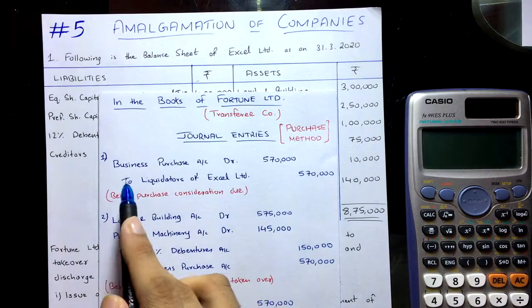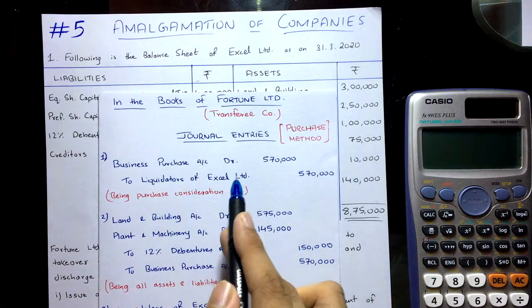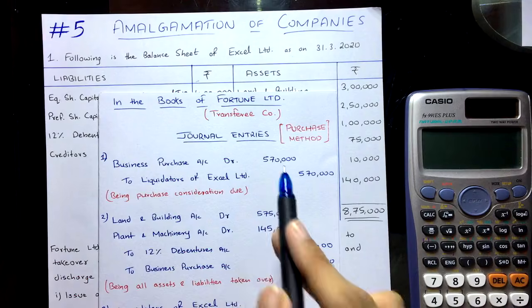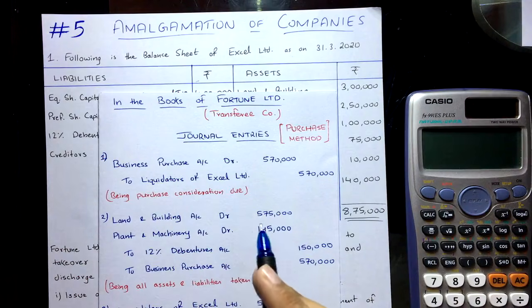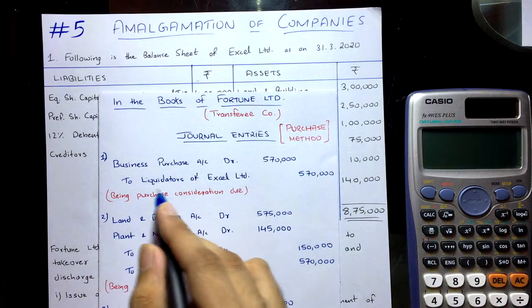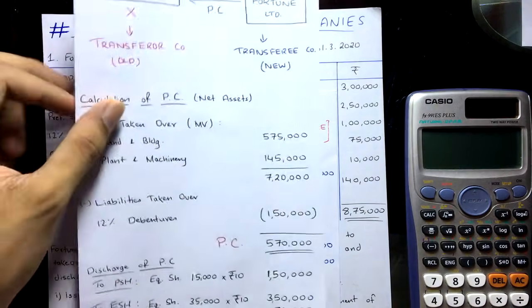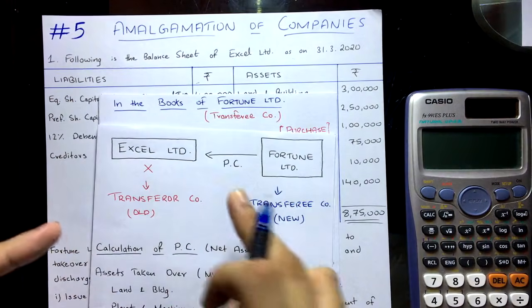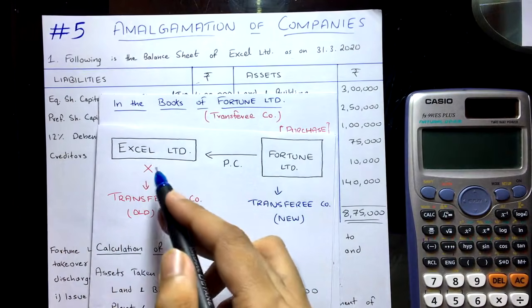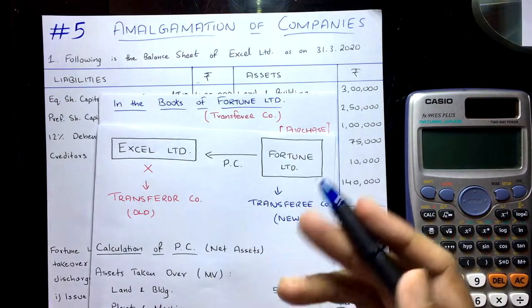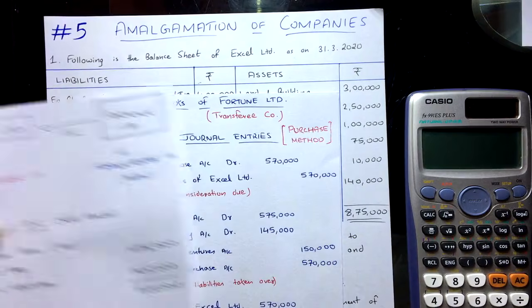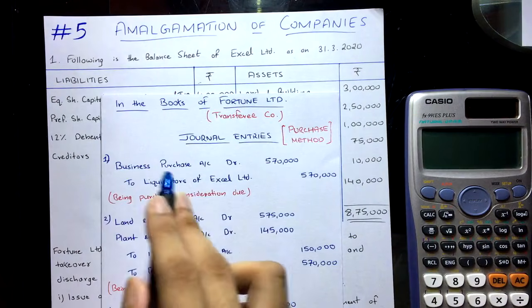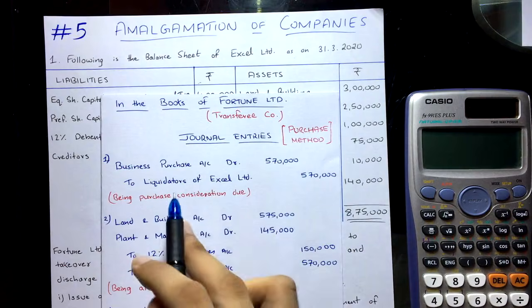So we are going to use the term business purchase account debit, and we are going to take the purchase consideration amount 5,70,000 to liquidator of Excel Limited, because we have to hand over the purchase consideration to whom? To the liquidator, the person who will be appointed to liquidate Excel Limited. We hand over the PC to the liquidator, and then he will hand it over to the equity shareholders and the preference shareholders of Excel Limited, right? So the entry would be business purchase account debit 5,70,000 to liquidator of Excel Limited.